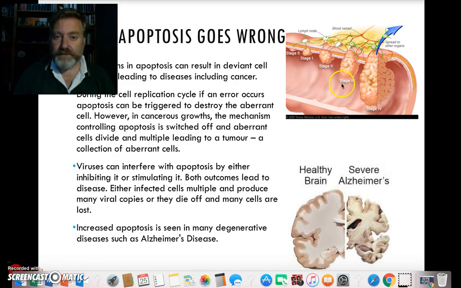This one here is cancer. And cancer is also when apoptosis goes wrong. But in this case, apoptosis gets turned off. So the cancerous cells no longer do apoptosis. And by no longer doing apoptosis, these growths become larger and larger. And in this particular diagram, we've got a blood vessel around the lymph node there. And this little tumour is slowly growing.